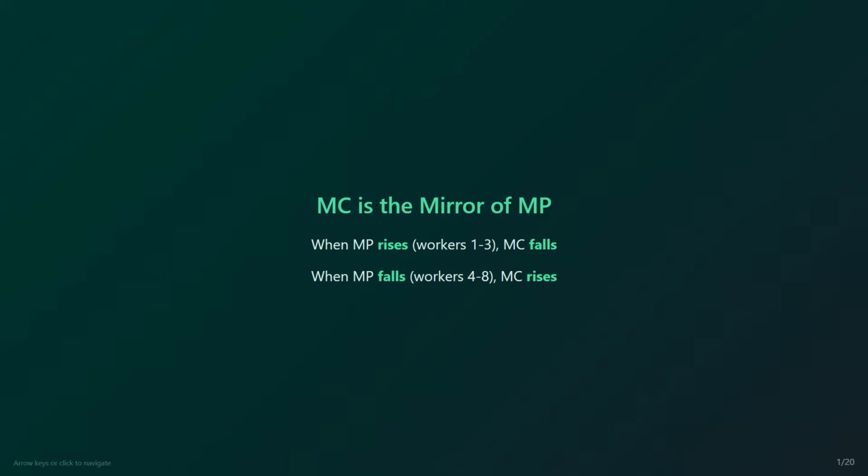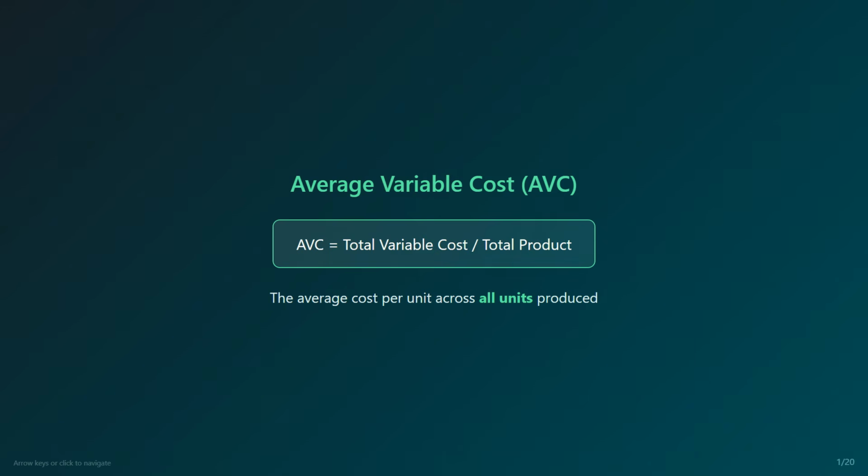Because marginal product is rising, so each additional unit costs less to produce. But from the fourth worker onward, when marginal product starts to fall, marginal cost begins to rise: 33.3, 44.4, 57.1, 80, and 133.3. Marginal cost is a mirror image of marginal product. When marginal product rises, marginal cost falls. When marginal product falls, marginal cost rises.